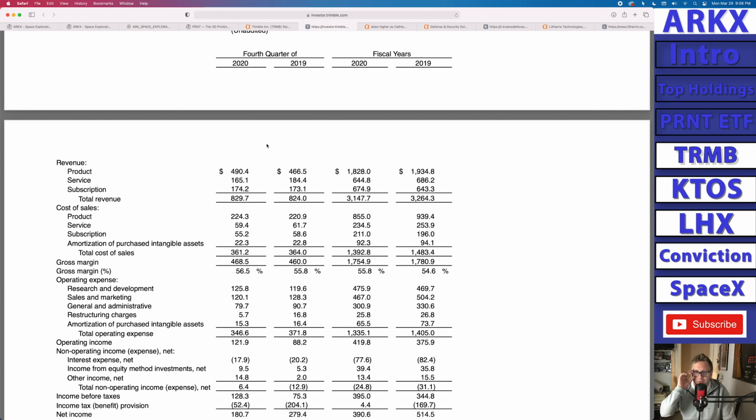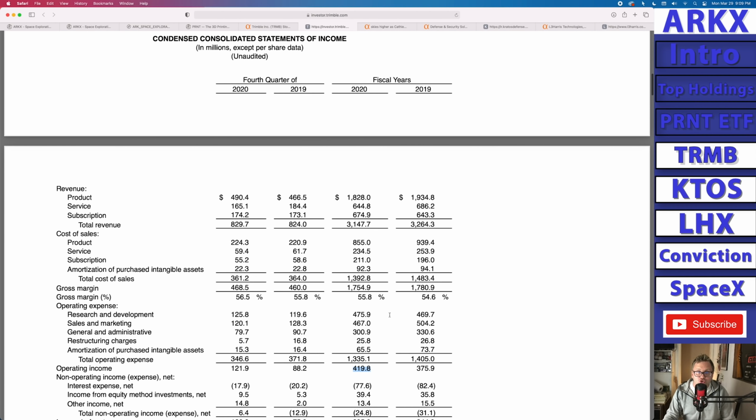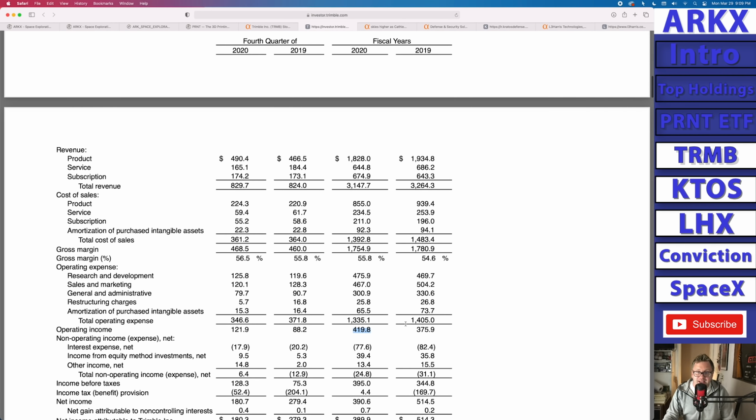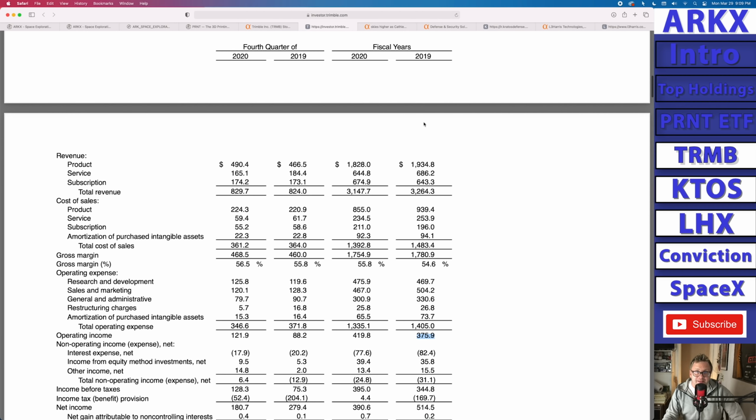Now, what I noticed when I jumped into their financials, very steady company. Over the last year, though, so we have our fiscal years up here, 19 over 20, what I noticed is total revenue actually trended down over the last year, but they were able to expand their gross margins from 54% up to 55.8%. And that led to an operating income at around $420 million compared to $375 million in the previous year.